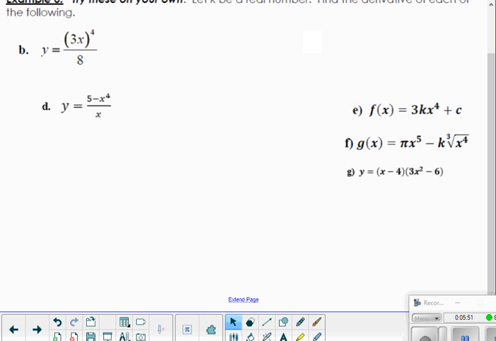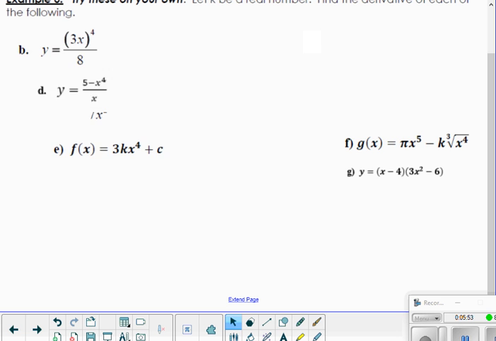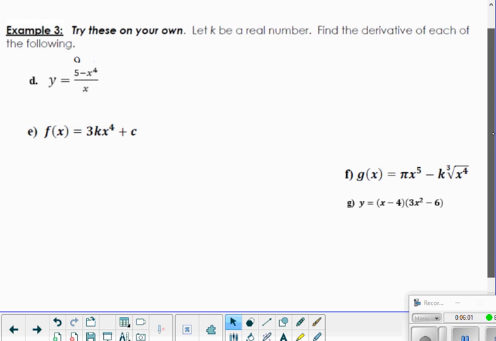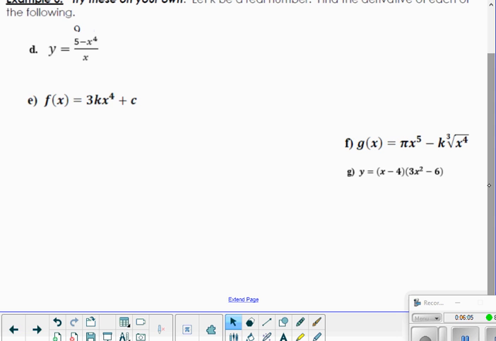All right, E. Oh, E looks interesting, doesn't it? Let's stack those up there. What's with this K? I think in the directions up above, it says let K be a real number. Find the derivative of each of the following. So K is some real number. That means that these are our multipliers or the multiplying constant, the coefficient, all those words would apply, right?